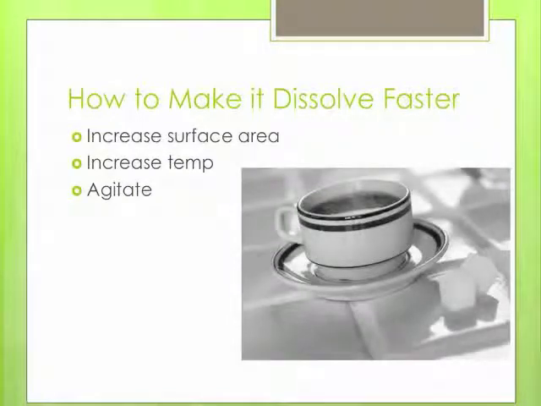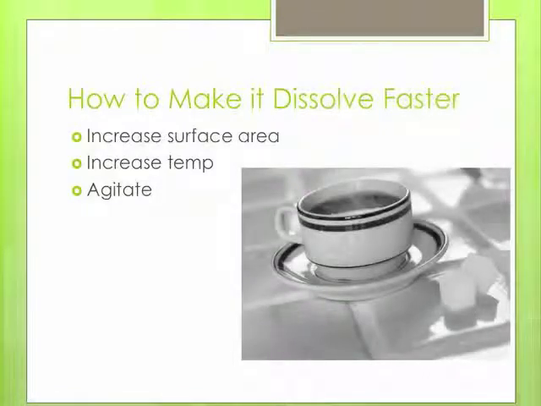So ground sugar has much more surface area than a sugar cube, because almost all of the sugar is on the surface because the particles are so tiny. Whereas in a sugar cube, there's a lot of sugar away from the surface of the cube. So if you increase the surface area, it dissolves faster because more solute is in contact with solvent at any time. You can also increase the temperature. Increasing the temperature causes particles to move faster. So when they move faster, they bump into each other more.